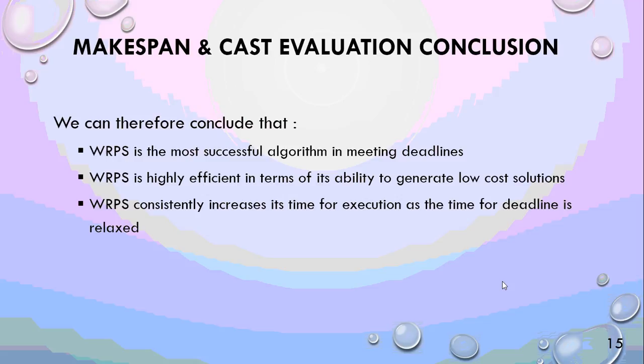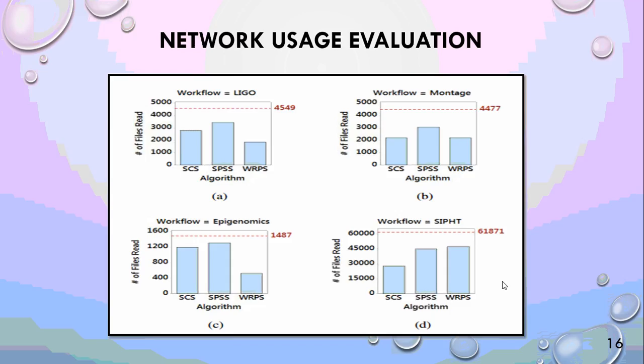So what can we conclude from the makespan and cost charts we just saw? We can conclude that WRPS is the most successful algorithm in meeting deadlines. It is also highly efficient when it comes to generating low cost solutions, and WRPS constantly increases its time for execution as the deadline is relaxed. Since many users are willing to compromise on execution time for a lower cost, this comes in handy.